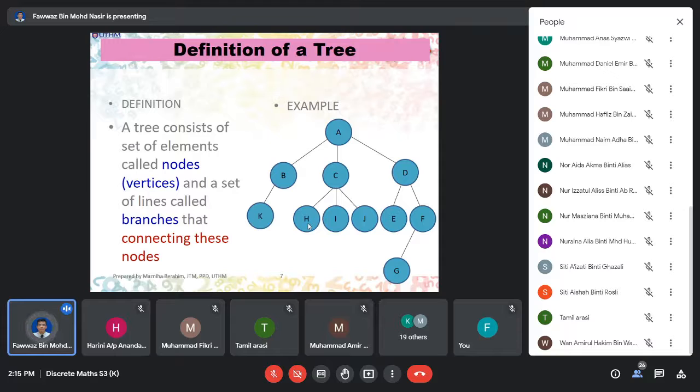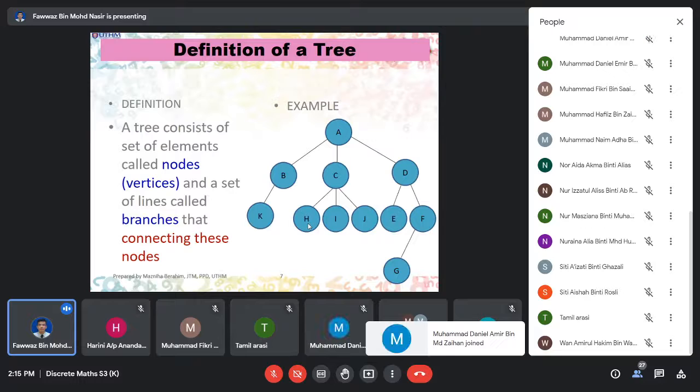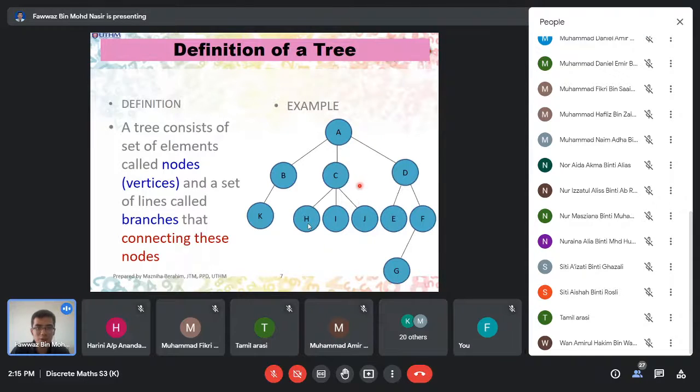Okay, then each pair of vertices is connected by exactly one edge. Okay, dia tak boleh lebih daripada one edge. Sebenarnya kita tak boleh ada parallel edges. Contohnya antara node B and K, okay, we cannot have parallel edges between each pair of nodes. Okay, dia mesti exactly one edge sahaja. Okay, kemudian edge connecting the vertices in a tree must not form a cycle or a circuit. Okay, jadi bila edge yang connect di dalam satu-satu graph tu, dia tak boleh form a cycle or a circuit for that graph to be a tree.